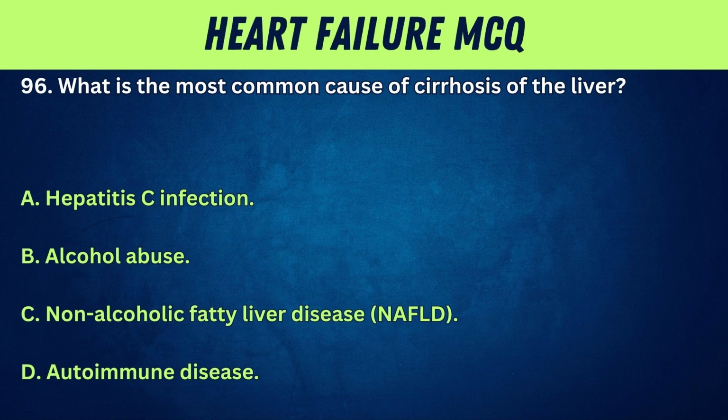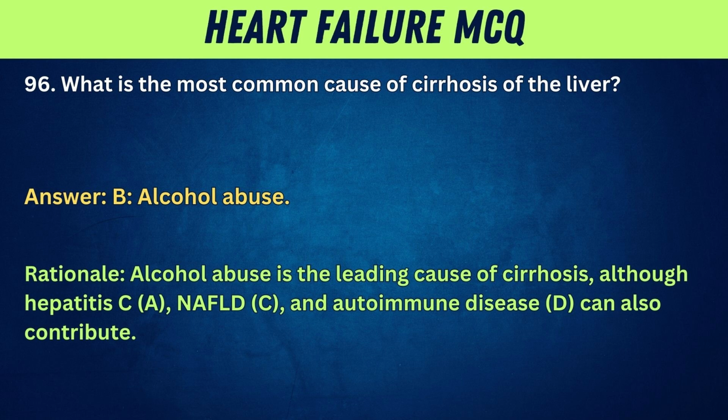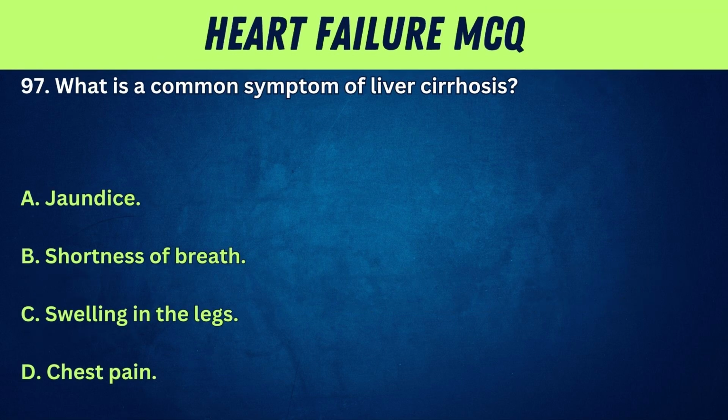96. What is the most common cause of cirrhosis of the liver? A. Hepatitis C infection. B. Alcohol abuse. C. Non-alcoholic fatty liver disease, NAFLD. D. Autoimmune disease. Answer: B. Alcohol abuse. Rationale: alcohol abuse is the leading cause of cirrhosis, although hepatitis C, A, NAFLD, C, and autoimmune disease, D, can also contribute.